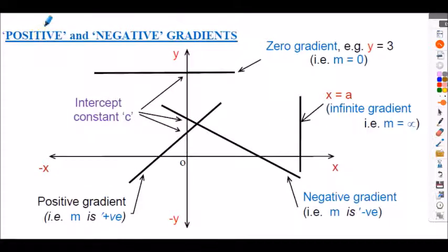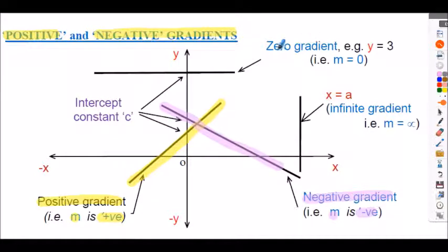And again, this is just a recap here of positive and negative gradients for your information. As I mentioned previously, a positive gradient, that's a positive value of m, would have a sense like this. In other words, walking up a hill, moving from left to right. A negative gradient, so a negative value of m, would be like walking down a hill from left to right.